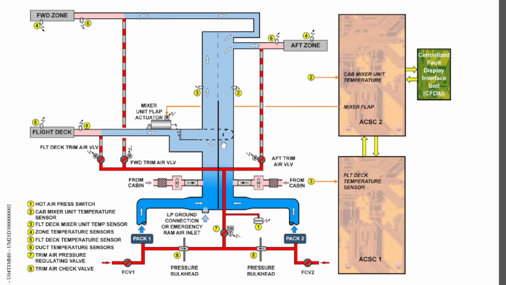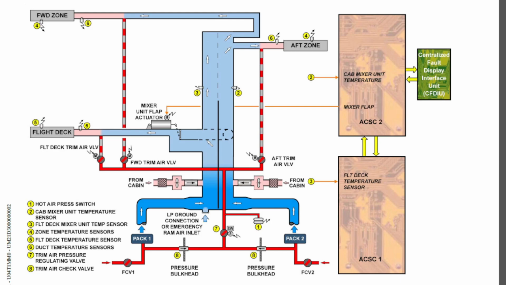You will find this only in Airbus A320 aircraft. When it comes to A330 aircraft, even though the systems are similar, you will not find a duct like this in the A330 mixer unit. Okay, so the function of the mixer unit flap is to ensure that sufficient flight deck air supply is maintained even if pack 1 is selected off or faulty.